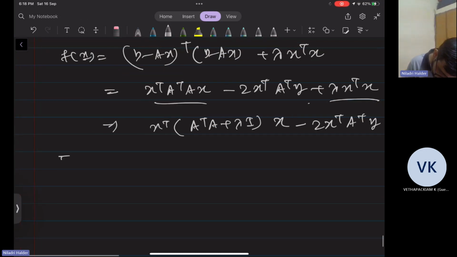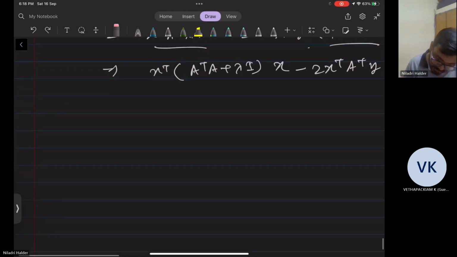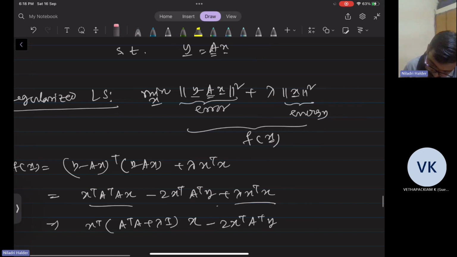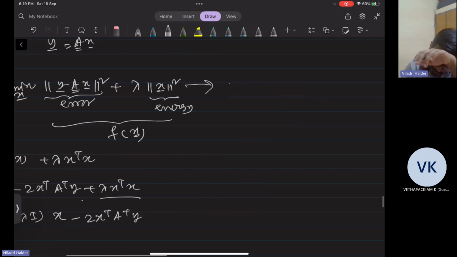Now gradient of, so one more thing. Why are we studying the convex optimization problem? Because here, if you notice, the norm square is a convex function. We have discussed earlier that norm is a convex function. So this objective function is a convex function itself.